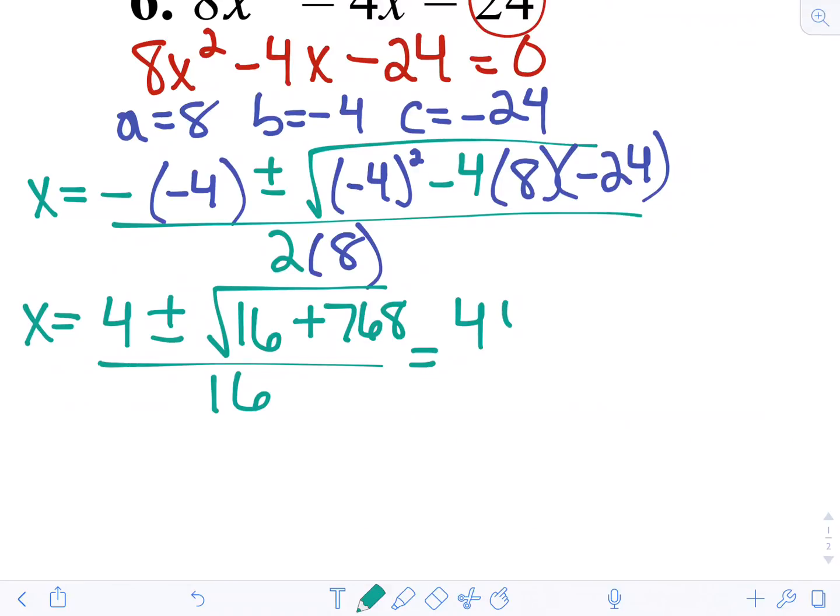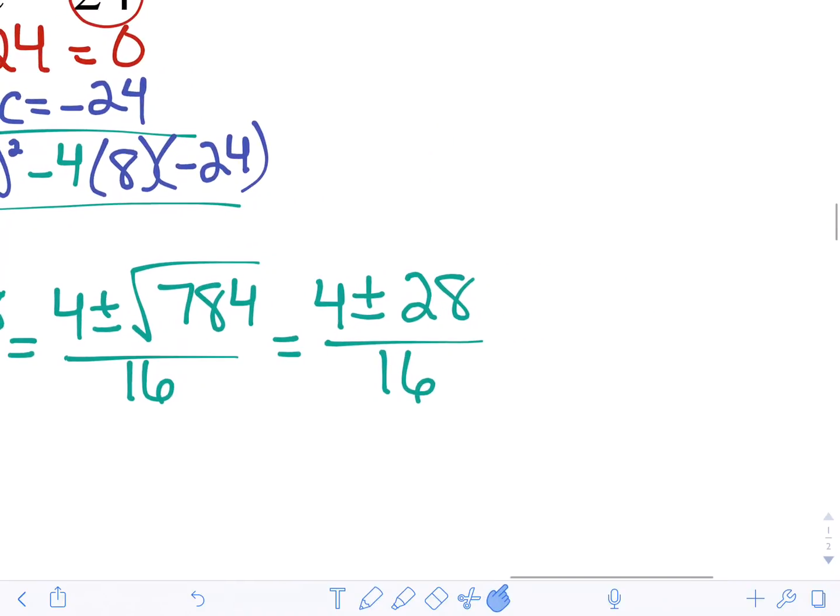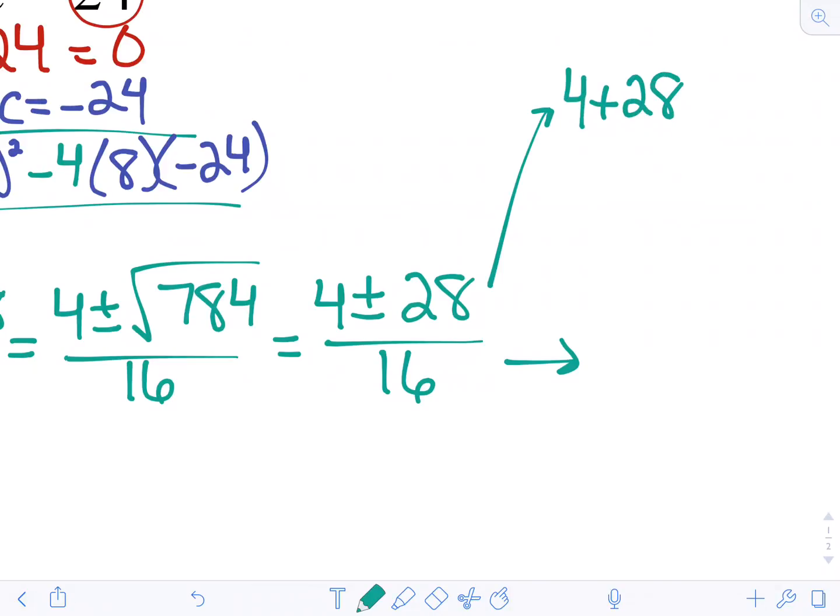So you still have 4 plus or minus. When you add 16 and 768, you get 784 divided by 16. That is actually a perfect square. So you have 4 plus or minus, because the square root of that will give you 28, because it's a perfect square, divided by 16. And when you get here, you just have to do the addition and the subtraction. So 4 plus 28 over 16, and 4 minus 28 over 16.